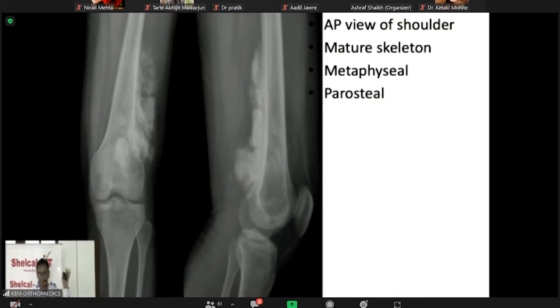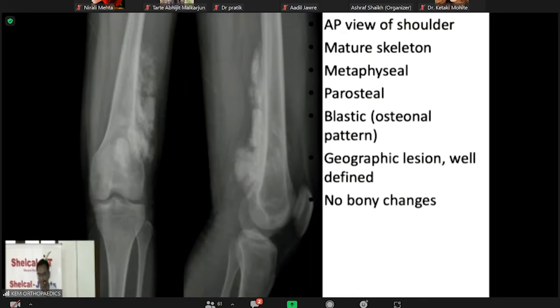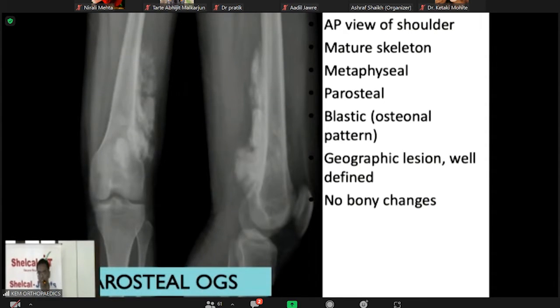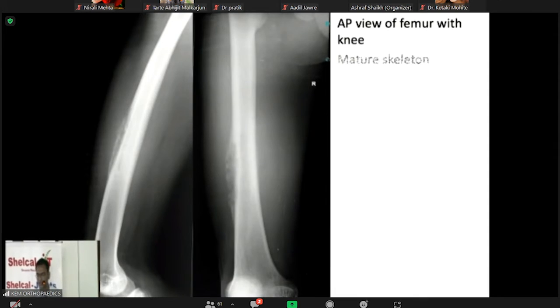This is the AP view of the knee, the mature skeleton, metaphyseal location, paraosteal lesion, blastic, geographic, well-defined, no other bony changes. This is a paraosteal OGS. Okay, I will go a little faster.